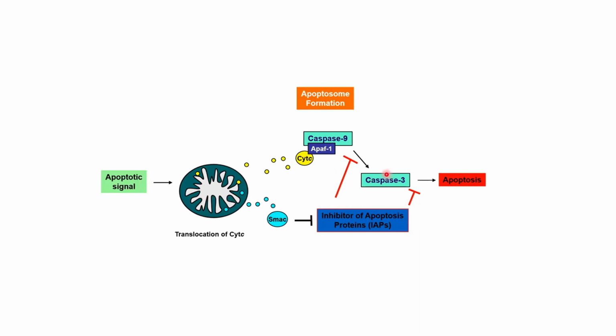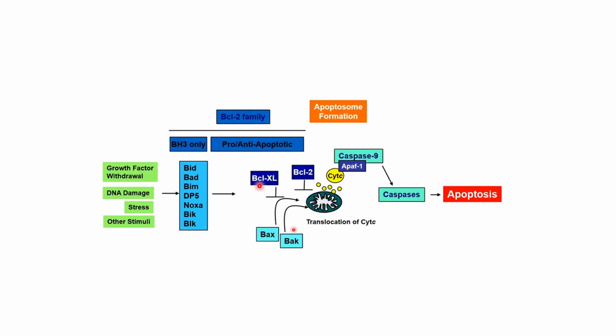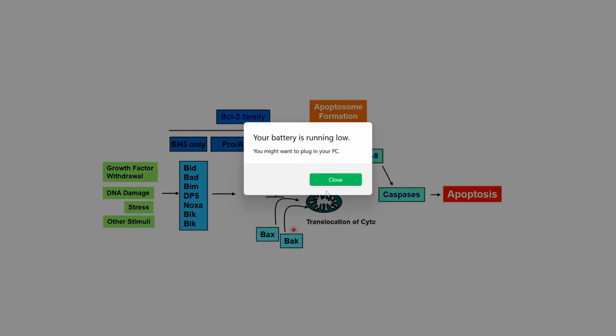Now we will discuss the mechanisms by which caspase 9 and 3 can be regulated. Here we are talking about the regulation, that is, how apoptosis can be regulated, first at the initial stage, before the release of cytochrome C.